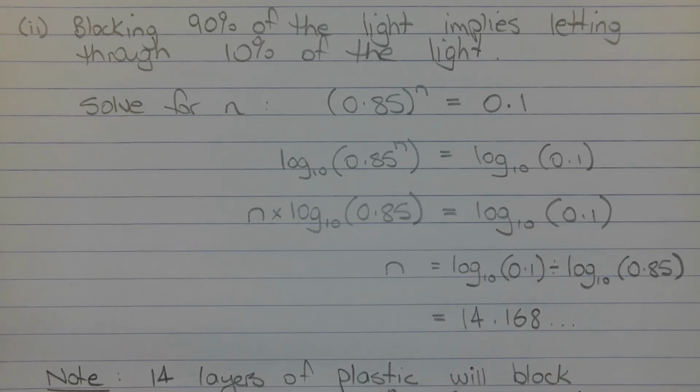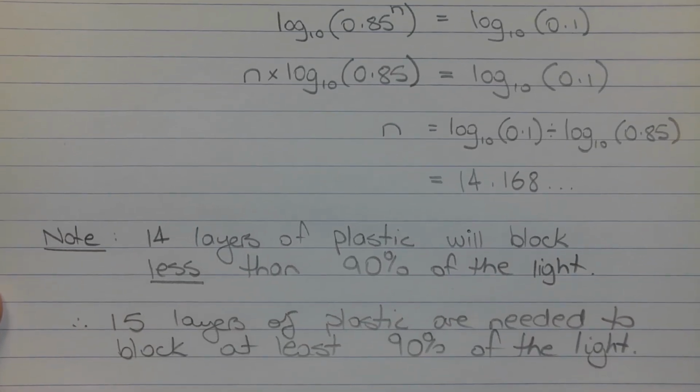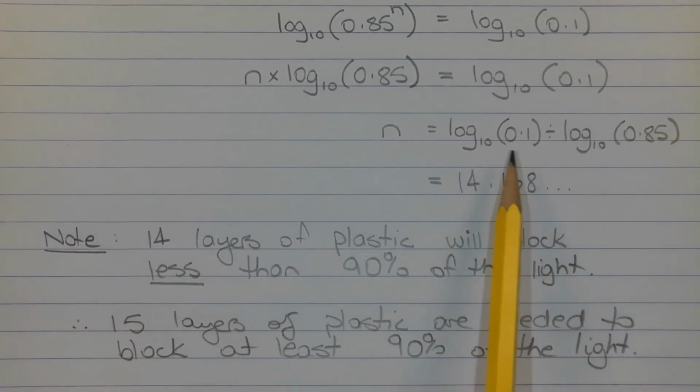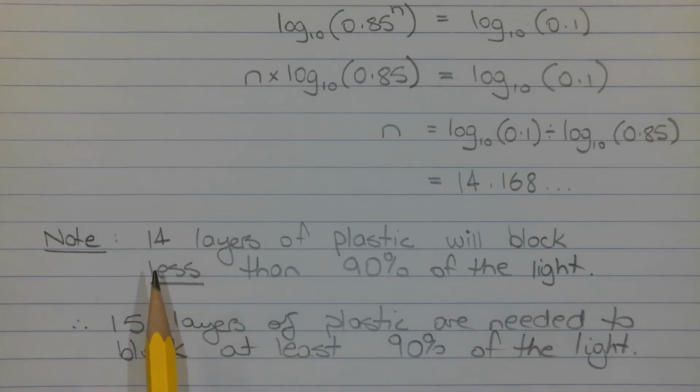14.168, and so on. Now it's important to note that if we round this value down to 14 layers of plastic, it will block less than 90% of the light, and it's clearly stated in the question that we want the number of layers of plastic that will block at least 90% of the light. So we need to round this value, 14.168, up to the nearest integer, which is 15. Therefore, 15 layers of plastic are needed to block at least 90% of the light.